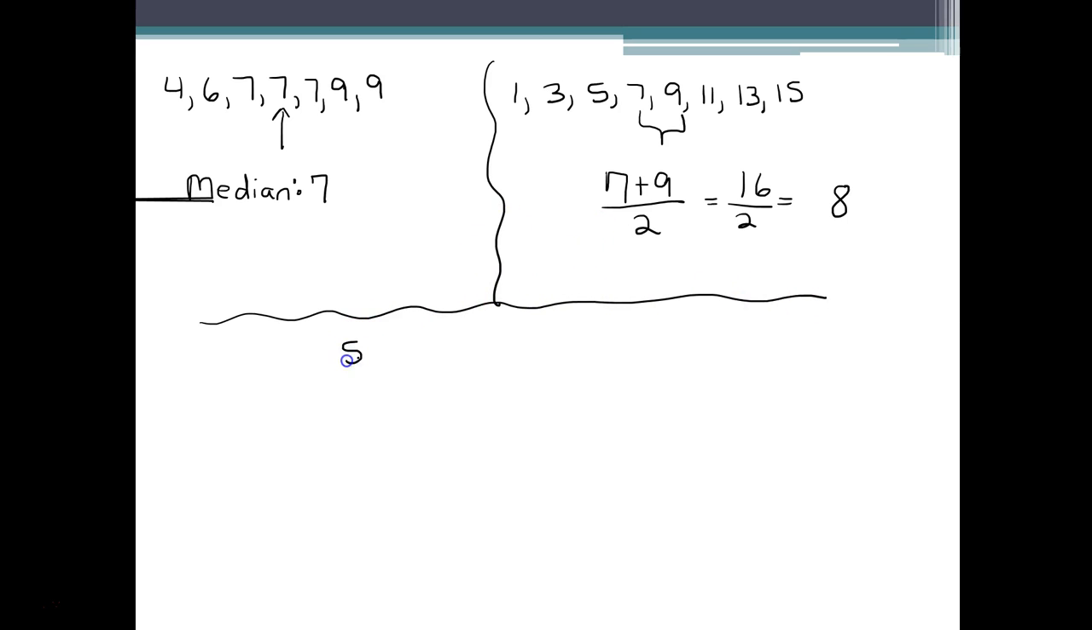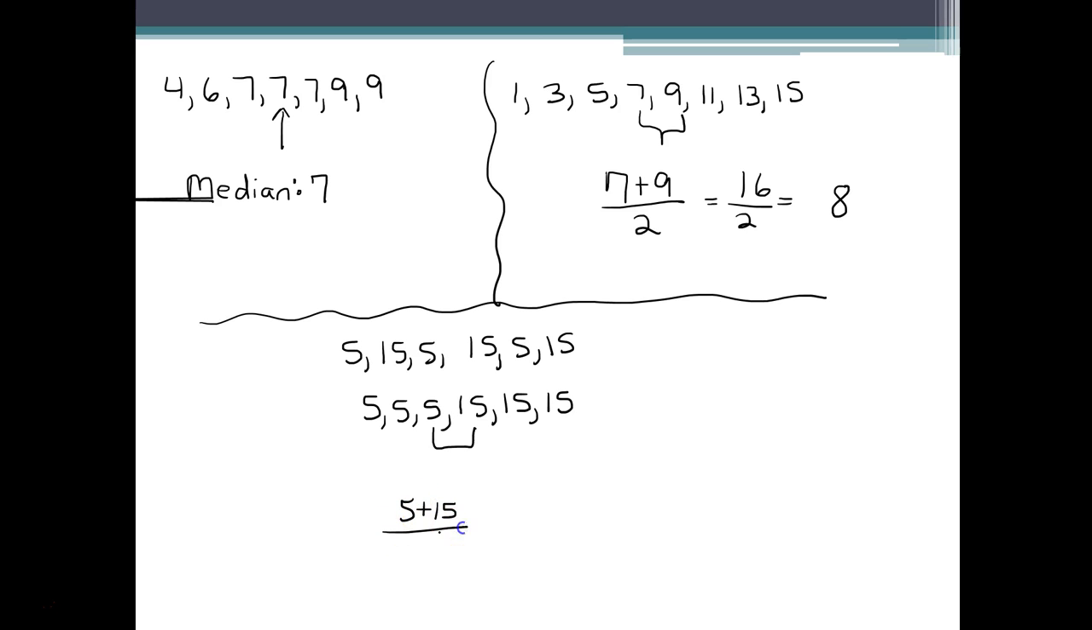Now that last set of data was not in ascending or descending order, so you do have to rework it so that it is. So list the 3 5s, then list the 3 15s. It can be ascending or descending; I tend to use ascending. There were 6 numbers. The 2 in the middle are 5 and 15. So you have to add 5 and 15 and divide by 2. 5 plus 15 is 20, divided by 2 is 10. So there you go, the median for that set of numbers is 10.